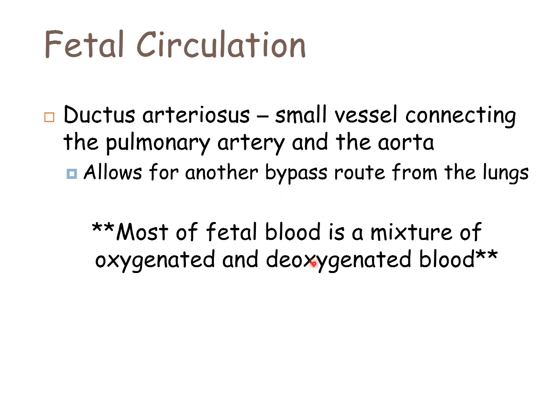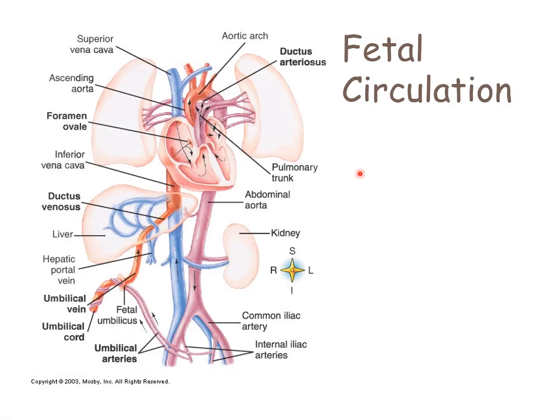Most of the fetal blood is a mixture of oxygenated and deoxygenated blood. You see this diagram here, the fetal circulation. Blood comes from the umbilical vein, which emerges from the umbilical cord. It reaches the liver. Here it is divided: indirectly into the inferior vena cava, and some through the ductus venosus and the liver portal vein. It sometimes drains into the inferior vena cava.